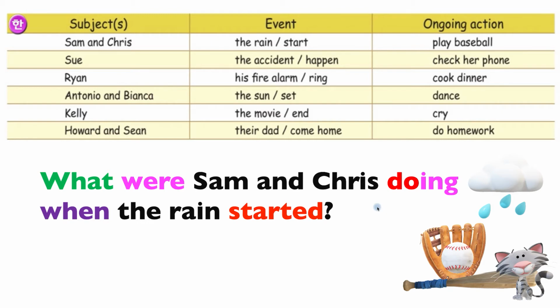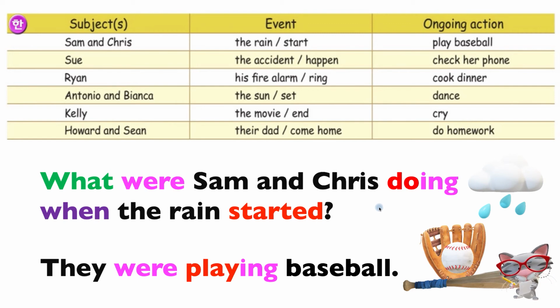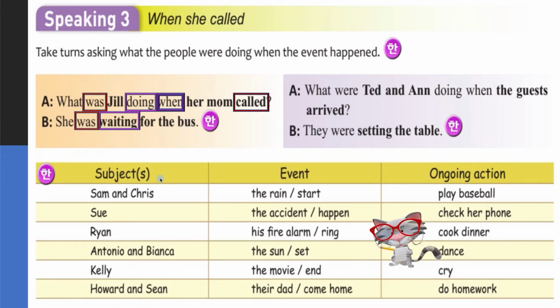They were playing baseball when the rain started. Yes. But like in our example here, you don't need to repeat when the rain started because it was in the question. So like in the examples at the top, what was Jill doing when her mum called? She was waiting for the bus when her mum called. What were Ted and Anne doing when the guests arrived? They were setting the table when the guests arrived. But it's in the question, so you don't need to repeat it. You can, but it's not necessary.